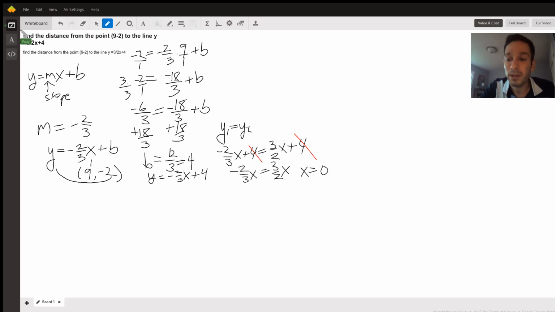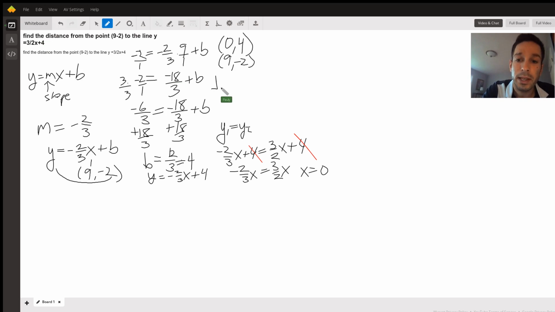You might have been able to figure this out sooner, because if you were looking at the b values, they were the same. The y-intercept is 4 for both of them, so they must intersect at the y-intercept. The value for x at the y-intercept is 0. So they intersect at (0, 4). Now we just need to know the distance between (0, 4) and (9, -2).